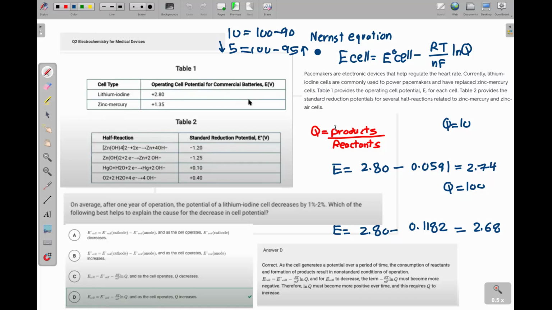Question number 2. You have a lithium iodine battery. At first, it's strong, E equal to 2.80 volt. Saying after 1 year, it drops by 1 to 2%. Which of the following helps to explain the cause of decrease in cell potential?